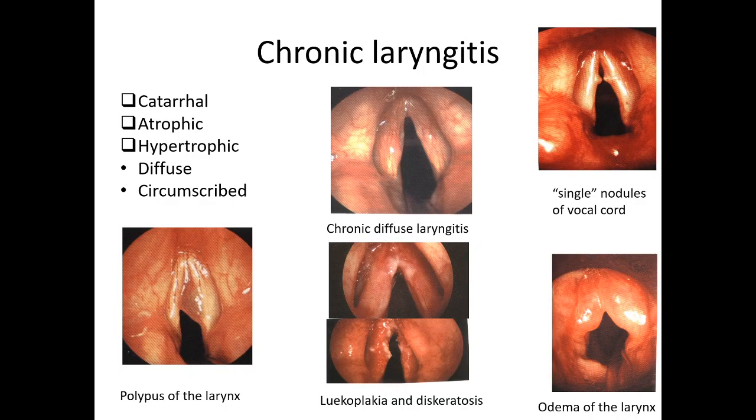Chronic laryngitis may be catarrhal, atrophic, and hypertrophic, and also can be diffuse and circumscribed. Here you see the different forms of laryngitis. Diffuse, single nodules of vocal cord, polyps of larynx, leukoplakia, edema of larynx.